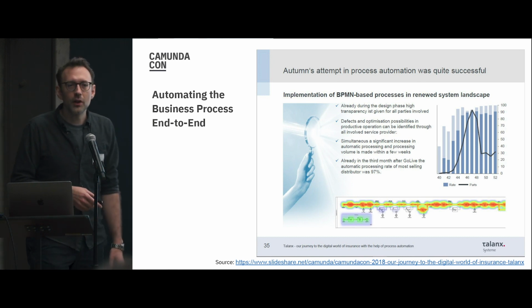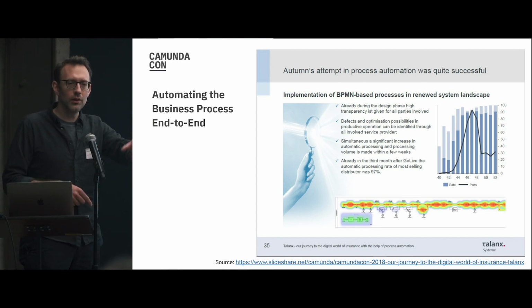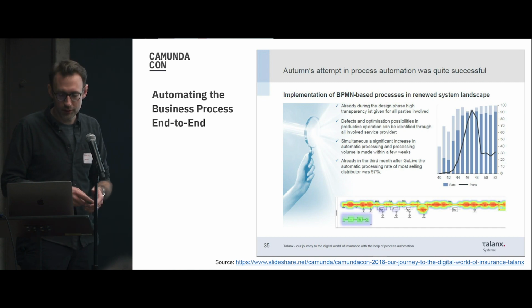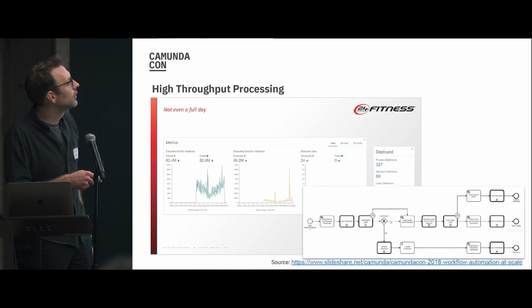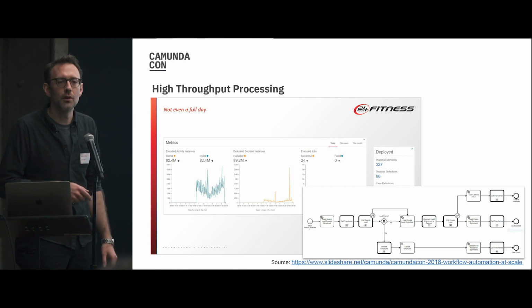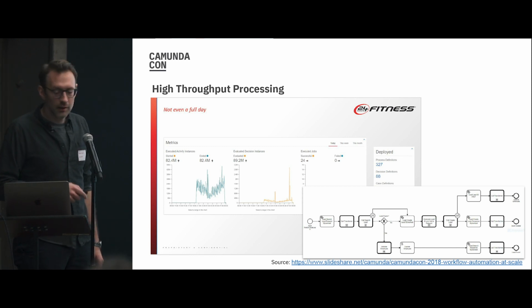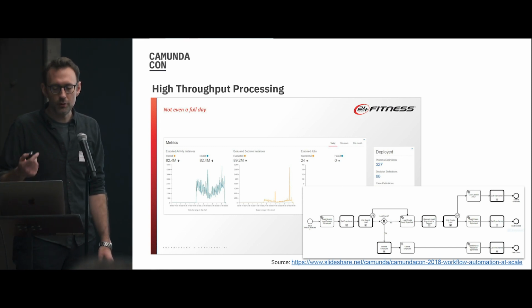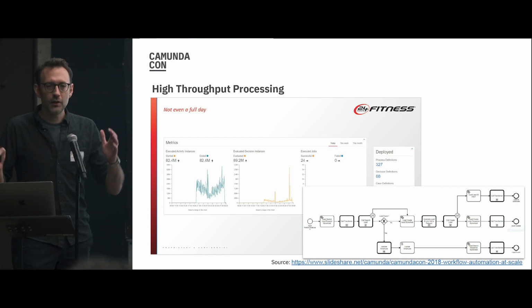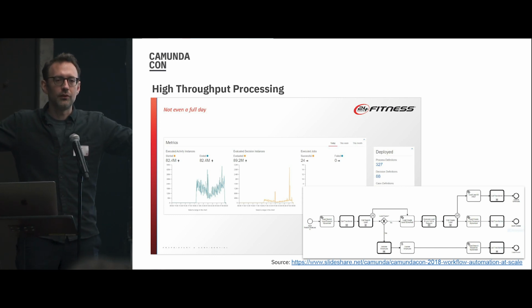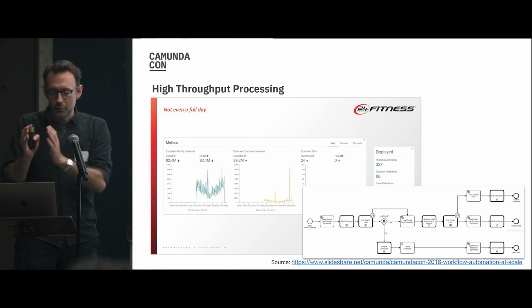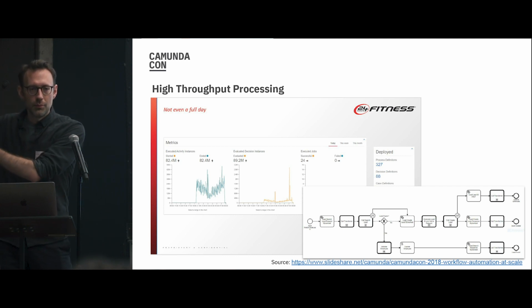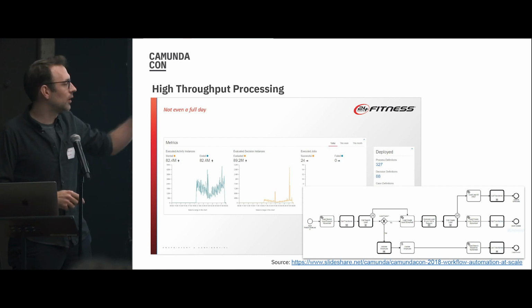Then this is a third example. Actually, 3 years ago here at a Camunda event here in San Francisco, 24-hour Fitness, which most of you are probably familiar with, presented this. And they are really using Camunda for some very high throughput processing. In this case, they're not automating business processes end-to-end, but they're automating certain individual parts of it, and they basically run their whole company on it.